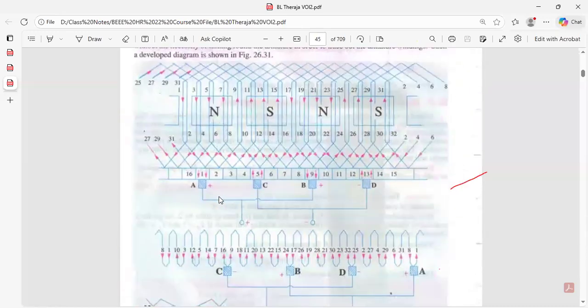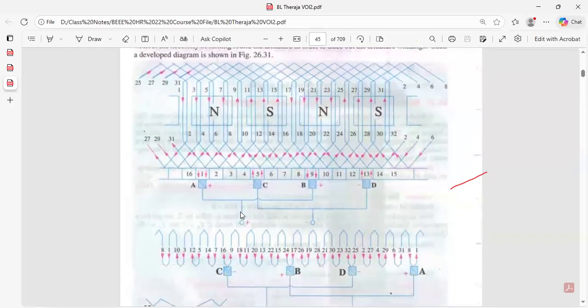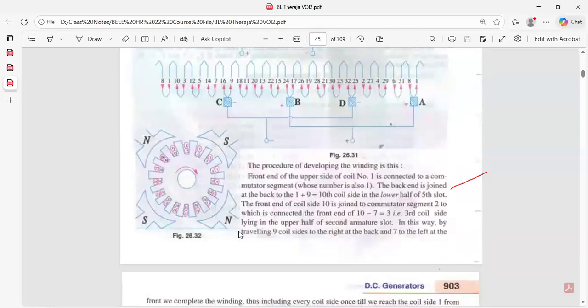Come to the wave winding. In wave winding, the starting point is here under the north pole for the same coil, and the finishing point will be in the south pole. The finishing point is connected in the south pole. That is called wave winding. Are you getting what I am saying? Let us take the first coil. Let us assume the starting point is here and the ending point is here. That means the starting point and finishing point are under the same pole. That is called lap winding.